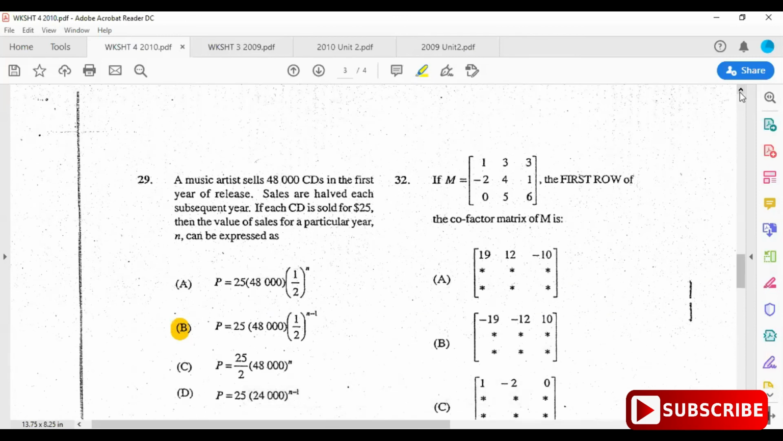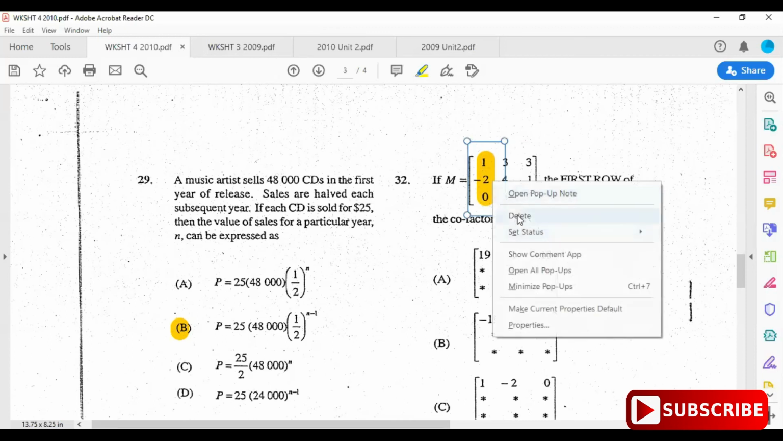It says M is that matrix, and they want the first row of the cofactor matrix. So for the first row of the cofactor matrix, first you have to make a cross like this. That'll be plus, in brackets 4, 1, 5, 6 minus in the bracket now -2. So the first term would be what? When you find it, that's 19, all right?